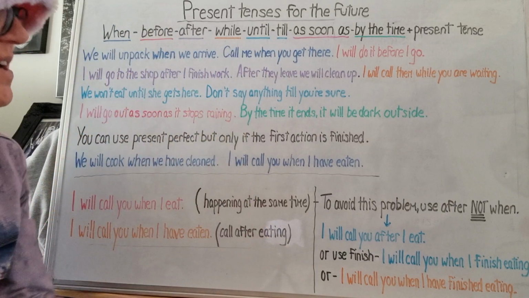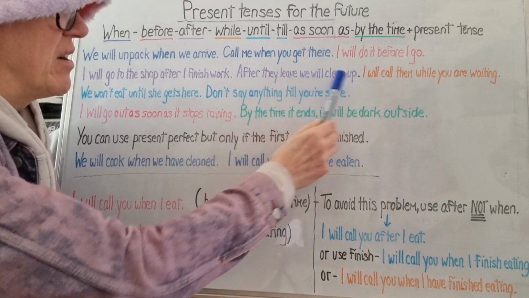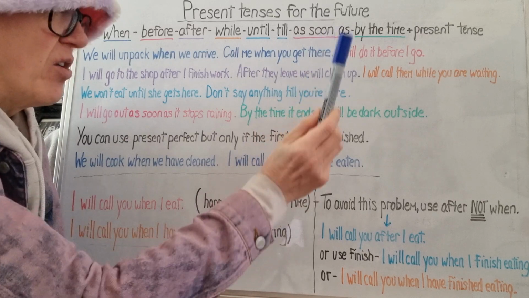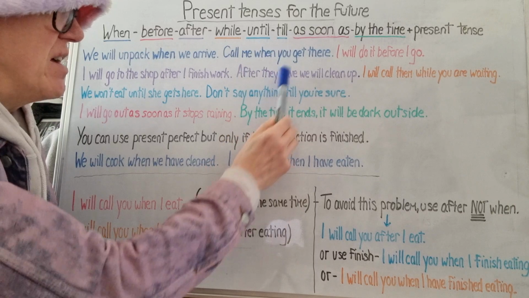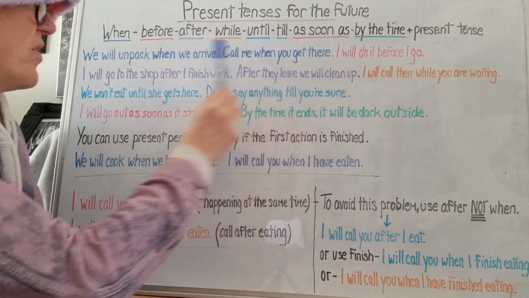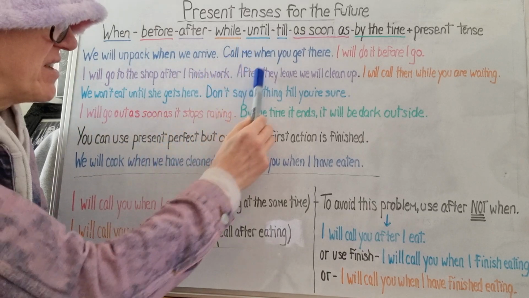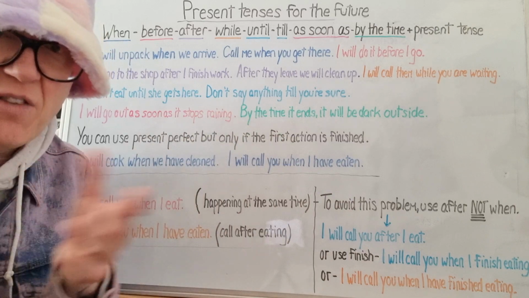Again, you can invert that sentence. After they leave, we will clean up. Okay, not after they will leave. Here's will in this part. Or, we will clean up after they leave. These are inversions of each other. Here we've got I will and then after. Here we've got after and then we will. So you can invert each of those sentences, whatever you prefer.